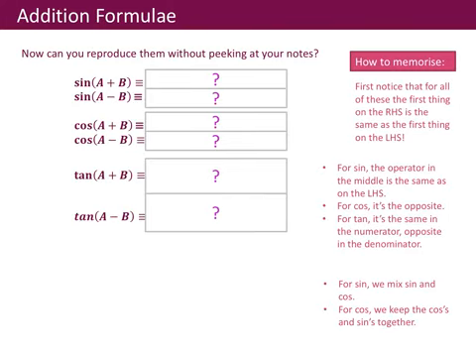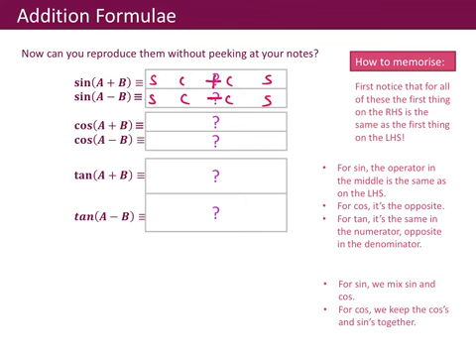Do you notice with sine, the answer is sine, cos, sine. So with sine, it's always sine, cos, and then it's the same sign, plus, and then it's cos, sine. And it's A, B, A, B. With the minus, it's just sine cos minus cos sine.